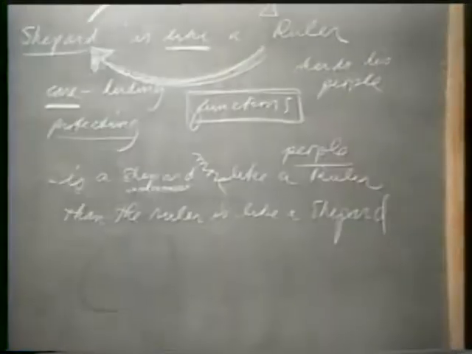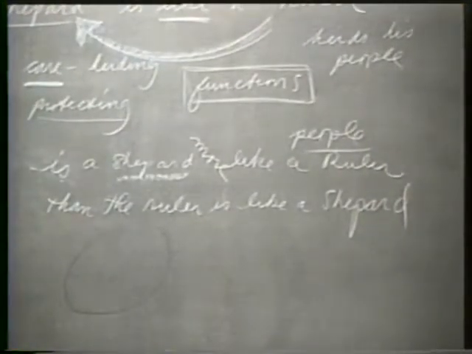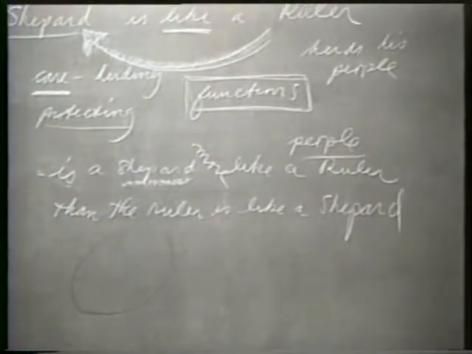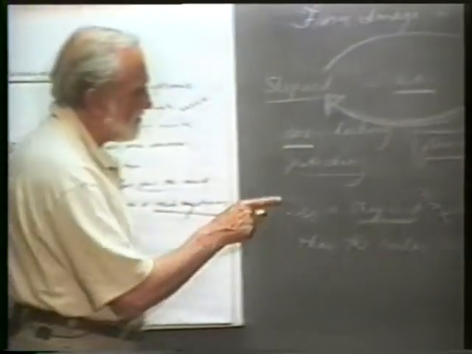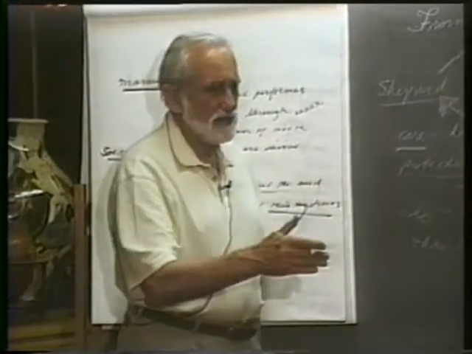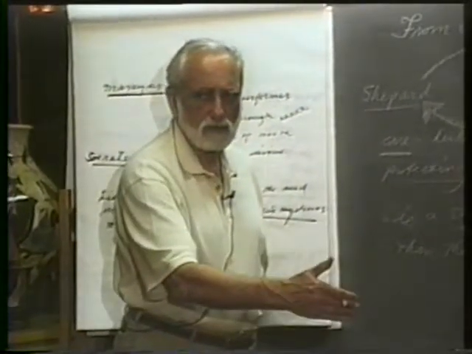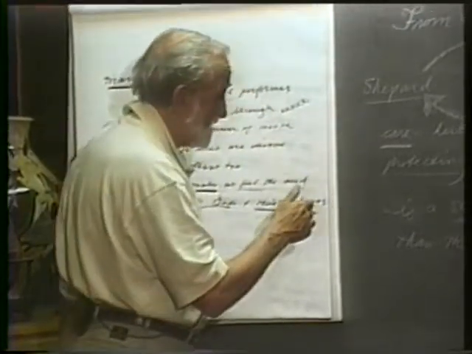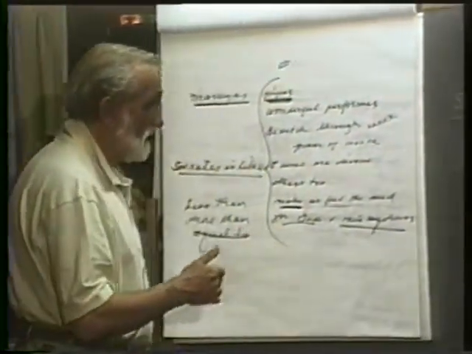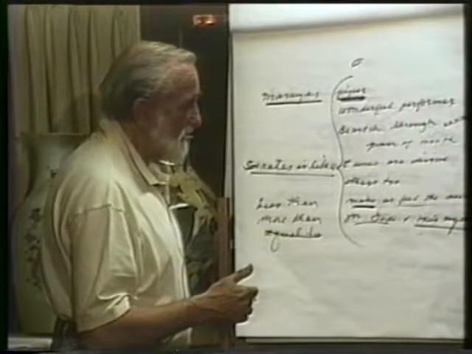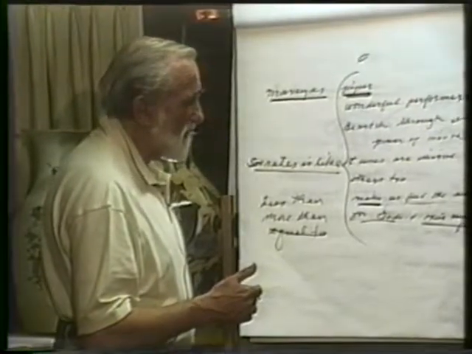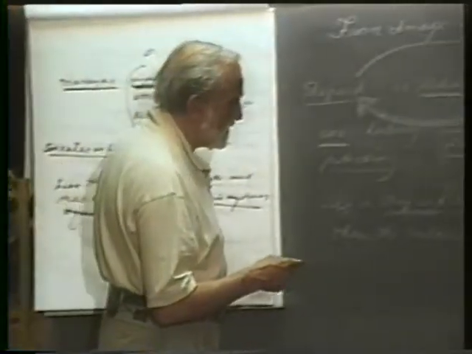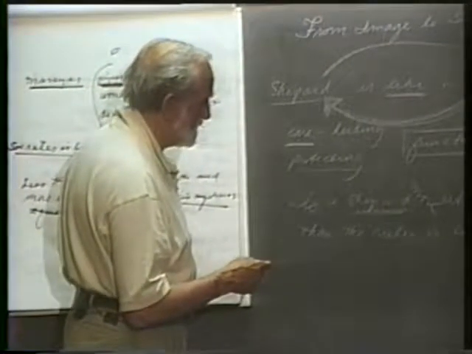As we think about this, this is studying relations. To the degree that a shepherd is more like a ruler, then his sheep are going to have to become more like people. If the ruler is like a shepherd, then he too is going to have to find some similarities more on the side of the shepherd than in ruling.